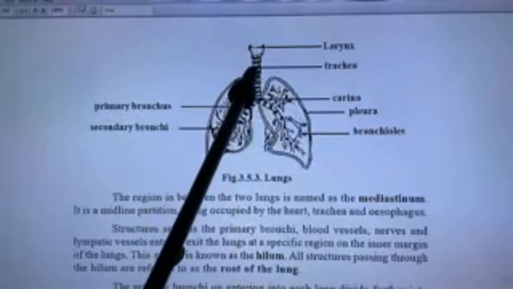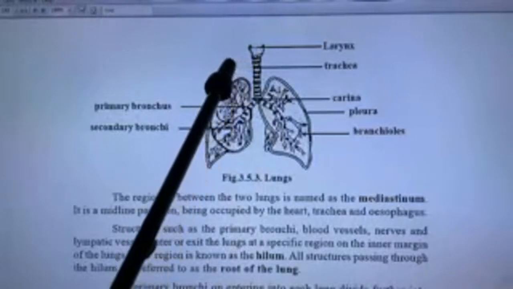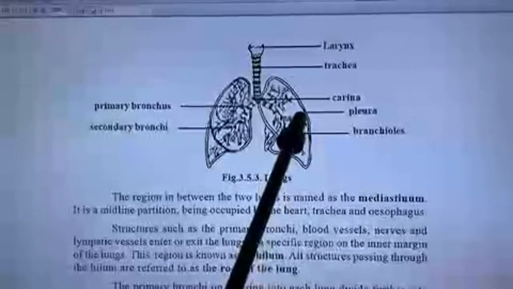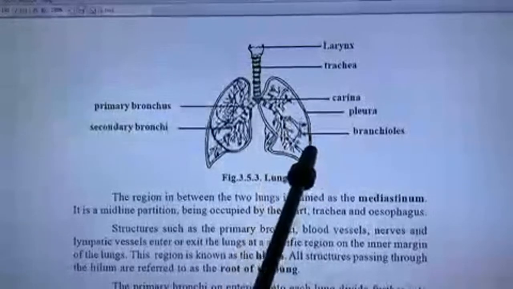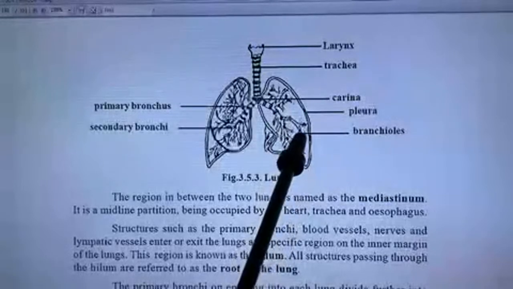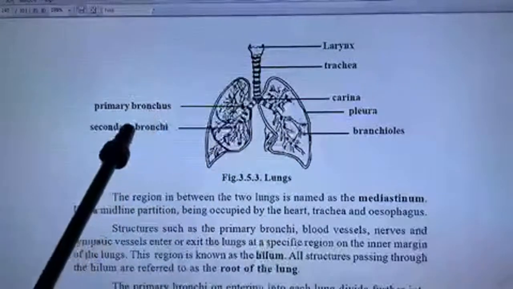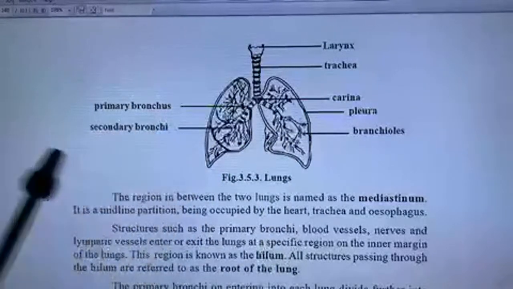Larynx, trachea, carina, pleura, bronchioles, primary bronchus, secondary bronchi.